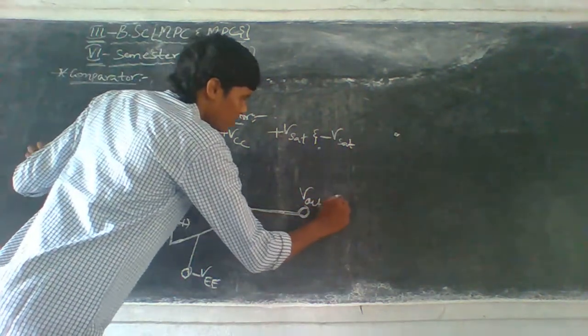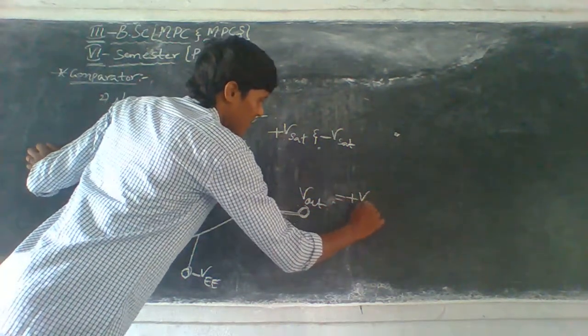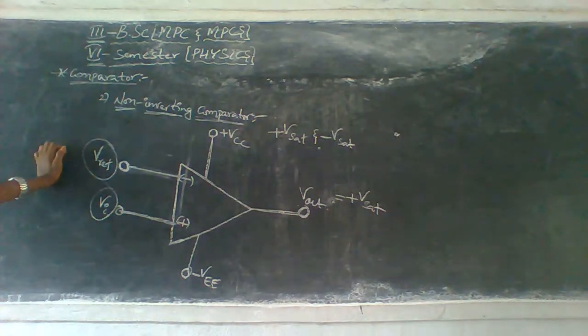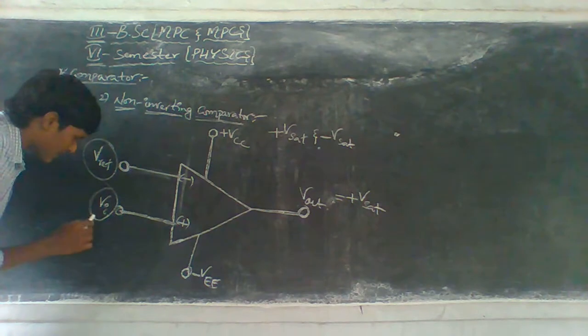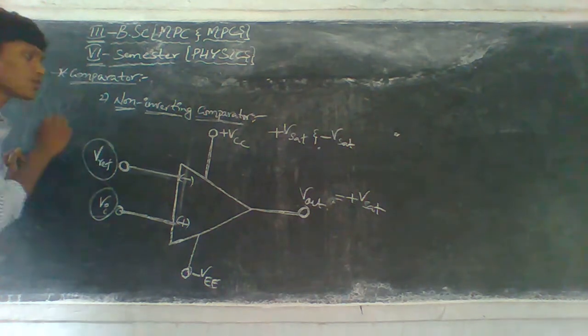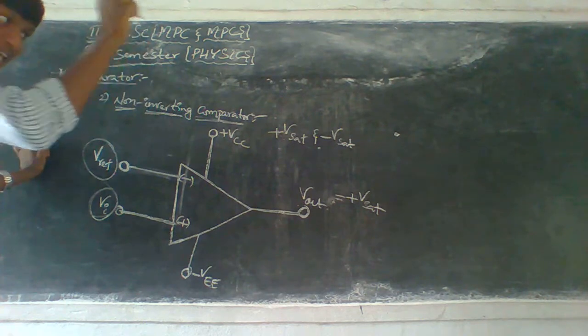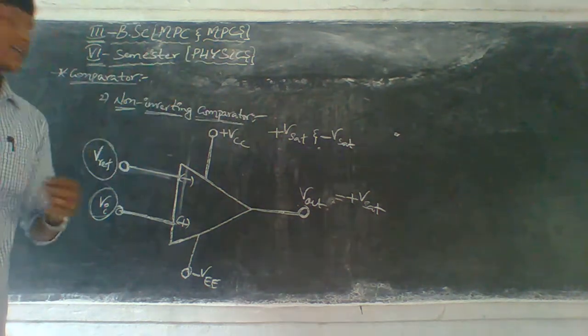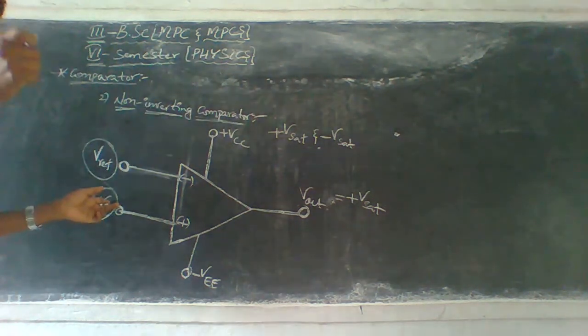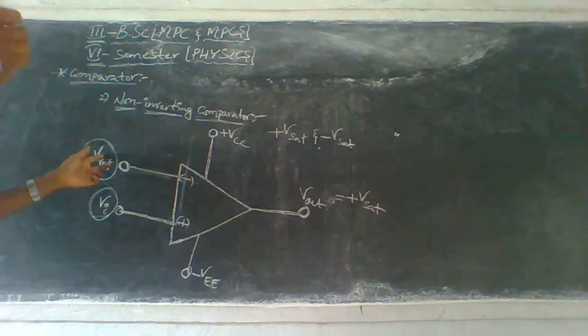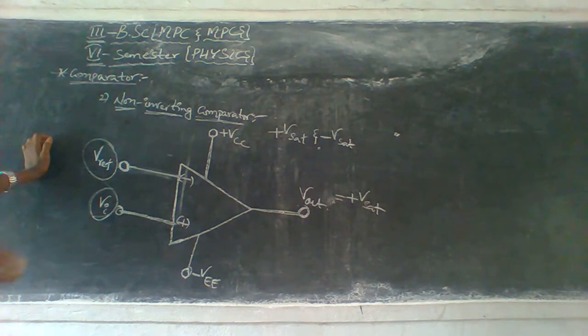If the input voltage is greater than the reference voltage, then the output is equal to plus V sat. The output value is equal to minus V sat when the input voltage is less than the reference voltage. Okay, you have to remember this.